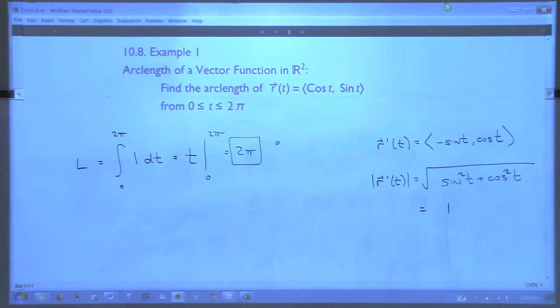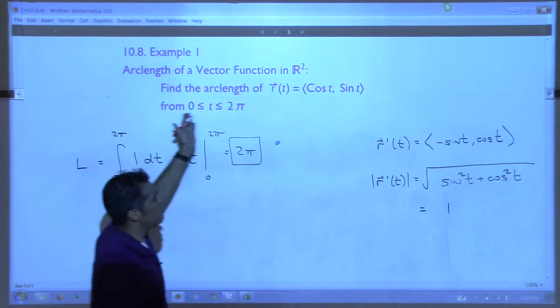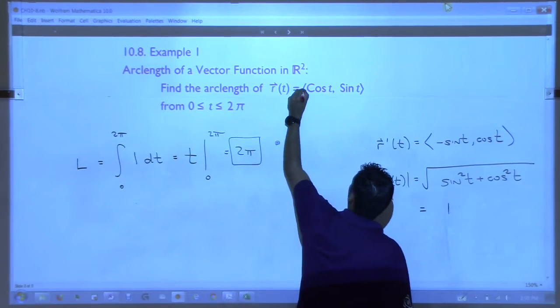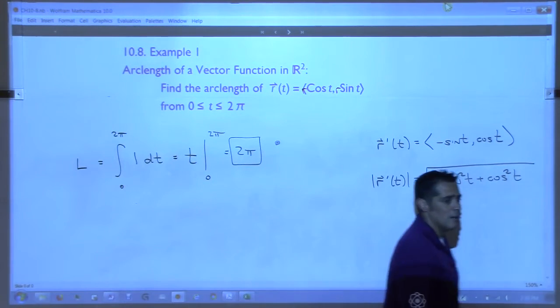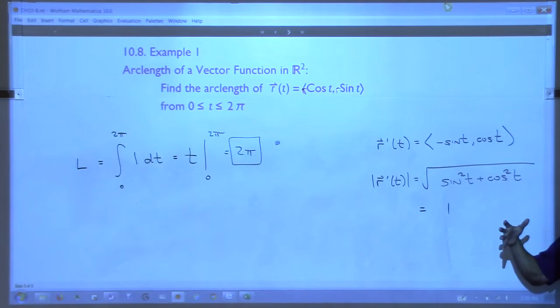In fact, what would happen if we were trying to use this to prove the circumference formula for a circle? Like if someone said, hey, prove to me that the circumference of a circle is 2 pi r. Then what you could do is start this problem over. You could put an r in front of that cosine and an r in front of that sine, right? And that would give you an arbitrary radius.